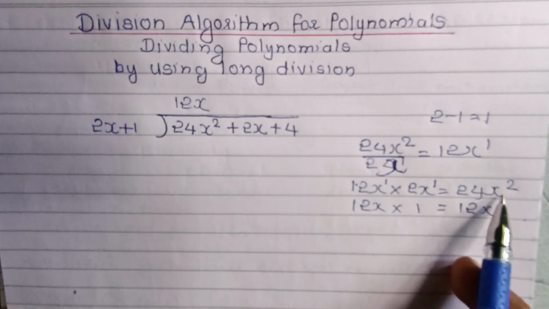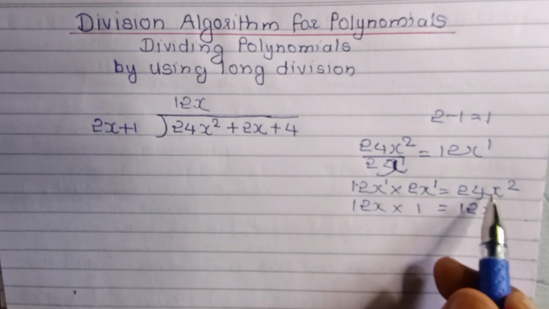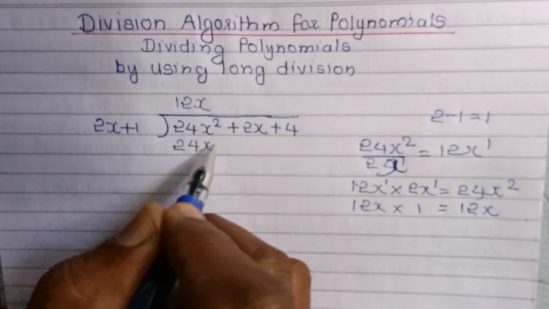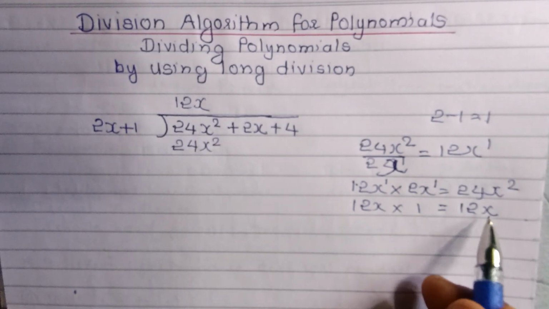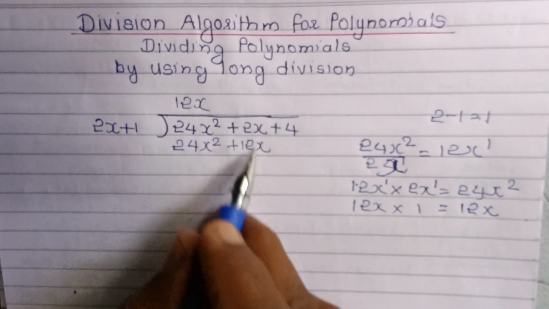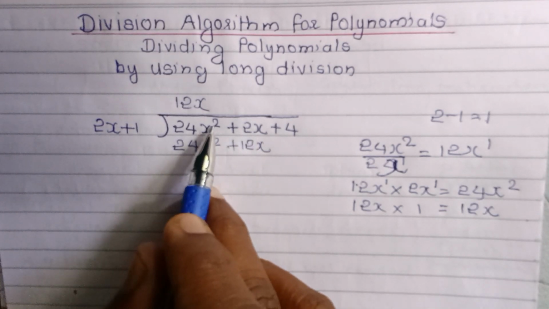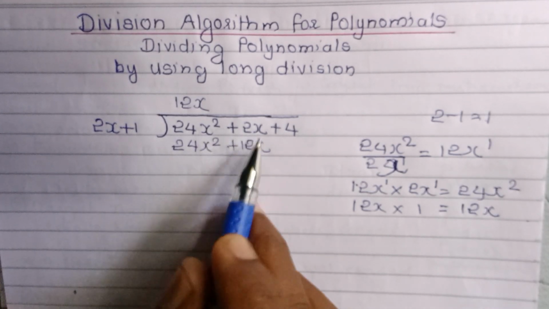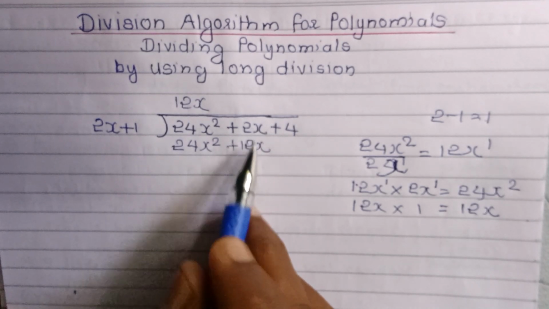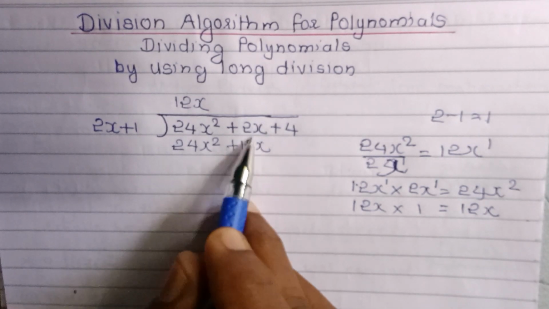So this 24x square and 2x, where do you have to write? You have to write the 24x square below 24x square. And this 12x, where do you have to write? Here, plus 12x. Why do you have to write here only? Because where there is a like term, only there you have to write. This is x square and this is x square, both are like terms, and this is x, this is x, so these are also like terms. The variable is the same x and the degree is also the same, 1 and 1. That's why you have to write here.